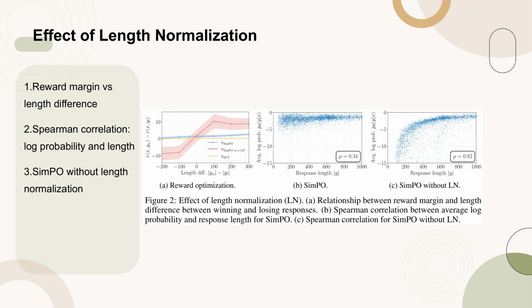Figure 2 illustrates the impact of length normalization, LN, on response generation. Panel A shows the relationship between the reward margin and the length difference between winning and losing responses. Panel B presents the Spearman correlation between the average log probability and response length for SimPO, highlighting the effect of LN. Panel C contrasts this with the Spearman correlation for SimPO without LN, demonstrating the difference in response length characteristics when normalization is not applied.